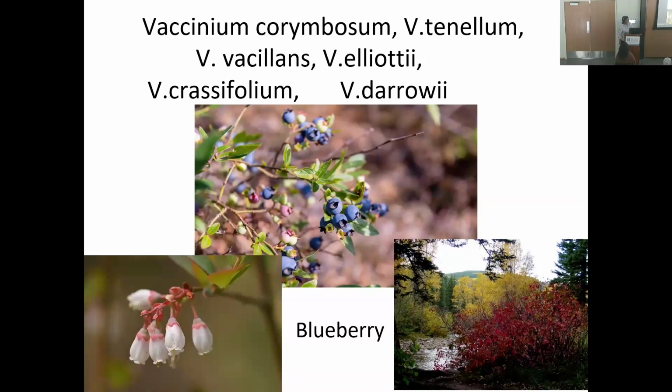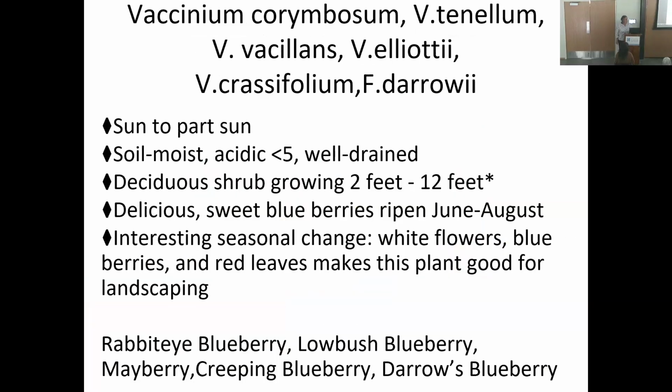Blueberries. So a bunch of different species there. And that's a nice picture of the flower. And then down on the right, I don't know if y'all can tell, but it has really nice fall color, red fall color. These are very well suited to our native soils. So we have acid soils in North Carolina, and blueberries grow really well in them. They prefer a soil pH less than 5. So that tells you something right there.